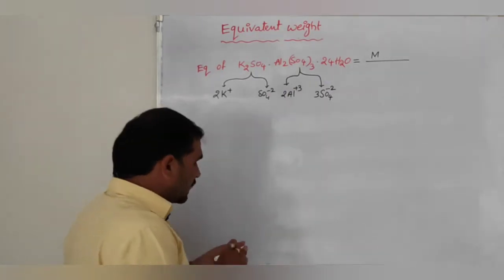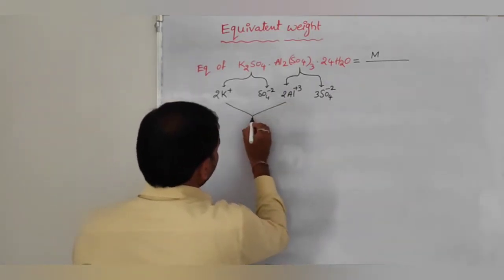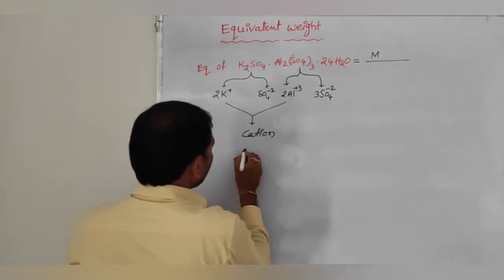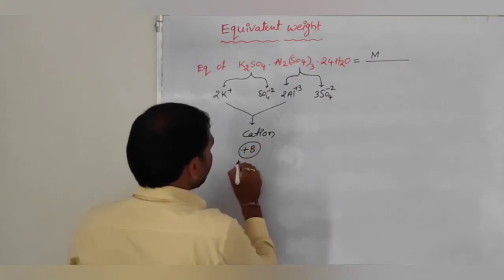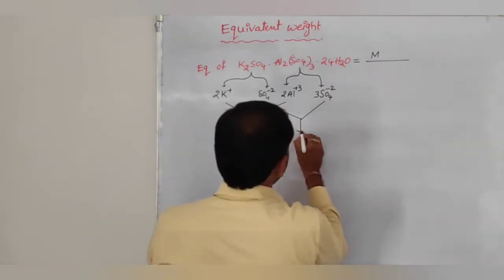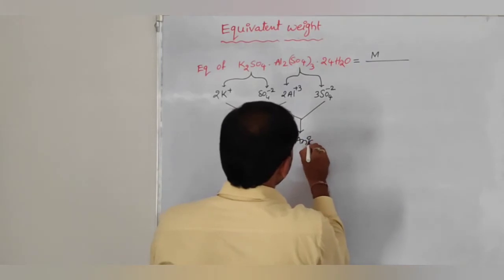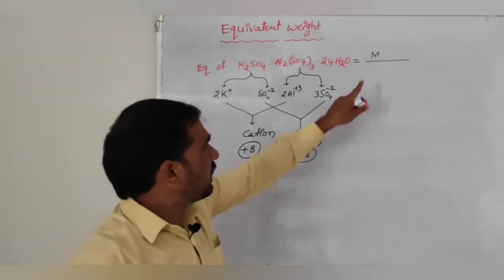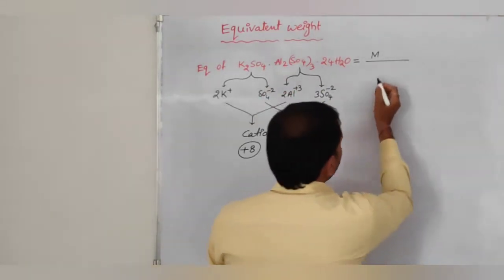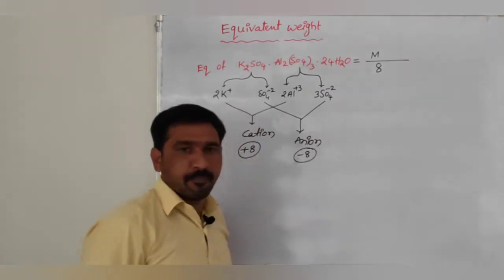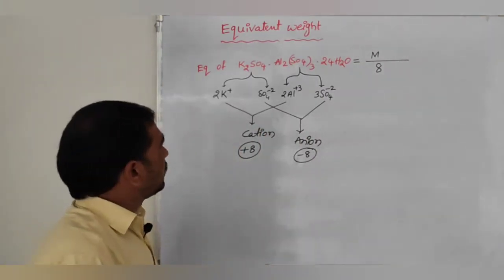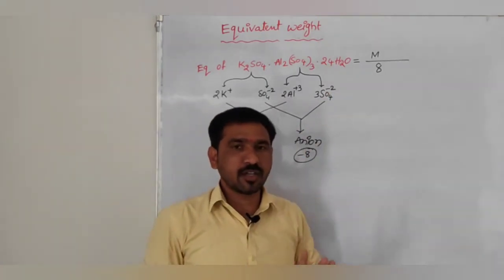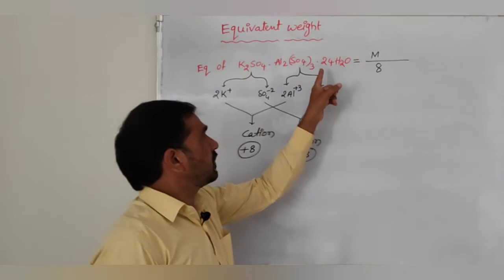Then, the total charge over the cation: if you take the cation, the total charge is +8. If you take the anion, the total charge is -8. Therefore, what is the n factor of this compound, beta? 8. Is it clear? So like that we can get the n factor with respect to the charge over the cation or the charge over the anion. This is a very, very important compound.